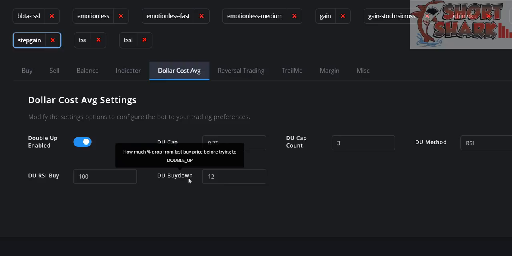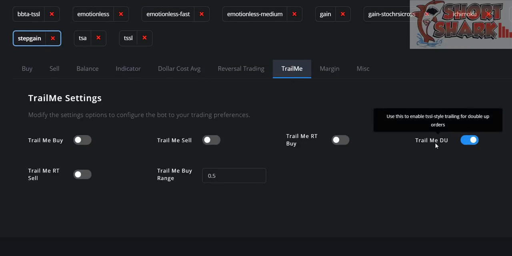If it was less shaky, I would increase my trading limit, I would increase my double up cap, and I would move my double up buy down to like 5%. And also on that, I do run a trail me double up, and I run it at 0.5.